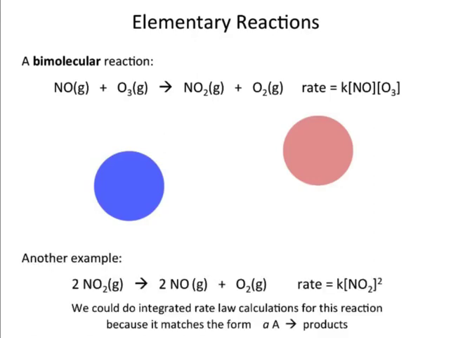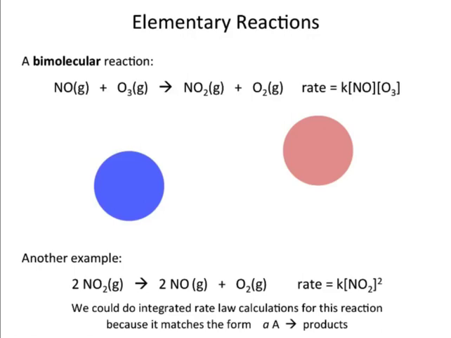Another example here is if you have NO2 gas that reacts to form NO and oxygen. Now here, your two pieces that are colliding in the bimolecular reaction are the same molecule. Great, so you can say the rate is equal to the constant times the concentration of NO2 squared.